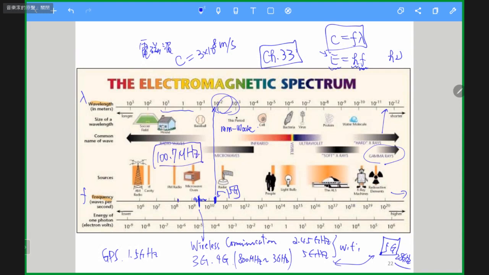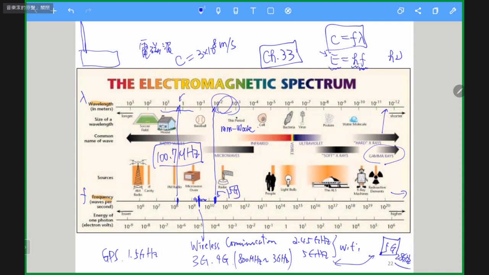127 is around here. So yeah, you can see the wavelength is around 1 meter. So when I was small, the radio was like this, a radio with a very big antenna to really receive those signals, because the wavelength is large. So you also need a long antenna to receive those kinds of signals.